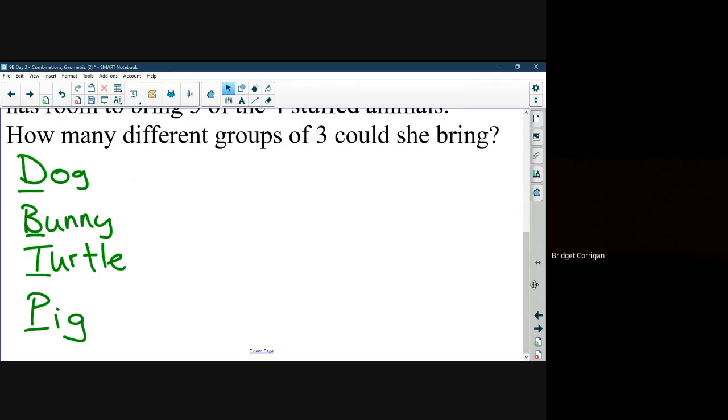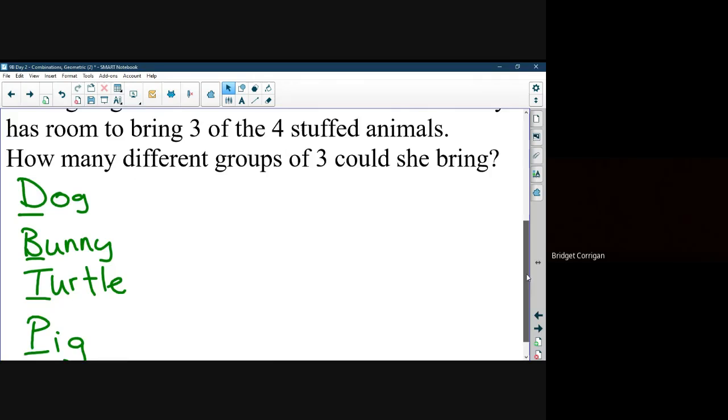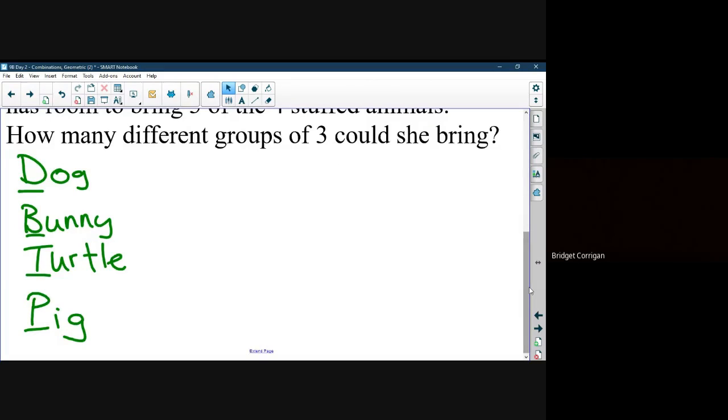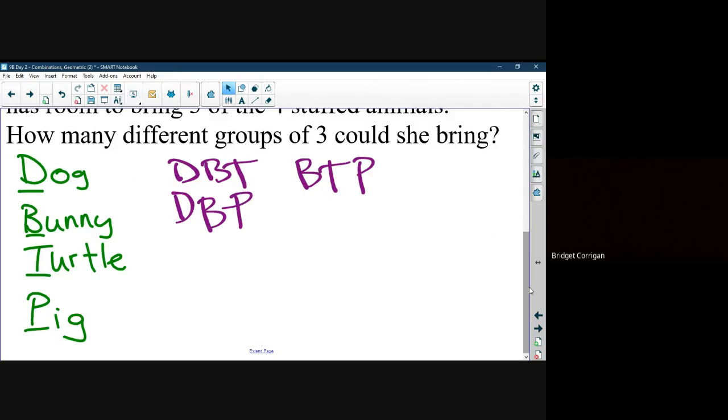So let's say her 4 stuffed animals are a dog, a bunny, a turtle, and a pig. Okay, so how many different ways can she group 3 of those 4? She could pick the dog, the bunny, and the turtle. Or she could pick the dog, the bunny, and the pig. Or she could pick the bunny, the turtle, and the pig. Or her last option, she could pick the turtle, the pig, and the dog. There's actually only 4 different groups that she could choose to bring 3 of those 4 stuffed animals with her on her trip.